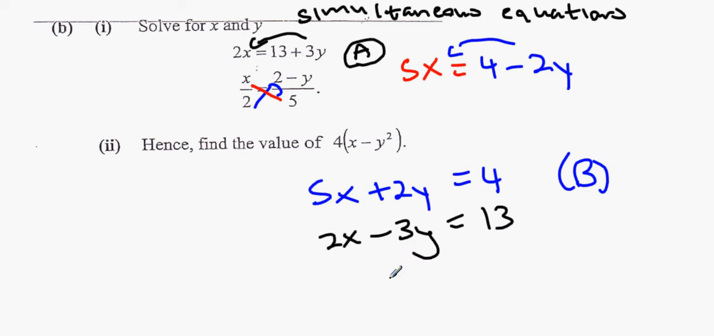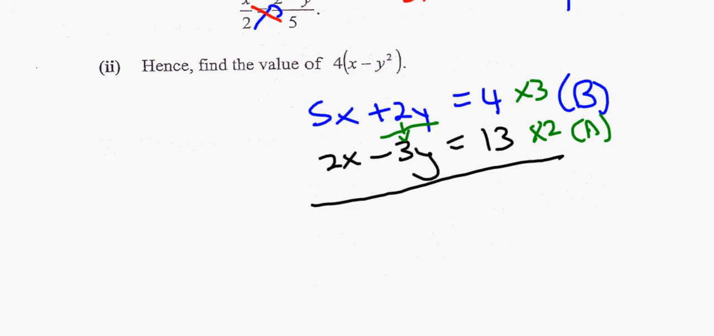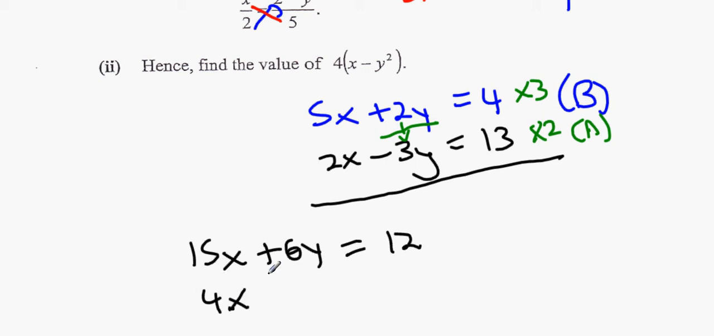Now, when we look at these two, what we need is a window here, like a mirror. So what you can see here is that the 2 sees the 3, so you multiply the top one by 3, and the 3 sees the 2, so you multiply the bottom one by 2. What this will do is get rid of the y's. So we get 3 by 5x is 15x, 3 by 2y is 6y, 3 by 4 is 12, 2 by 2x is 4x, 2 by minus 3y is minus 6y, 2 by 13 is 26.